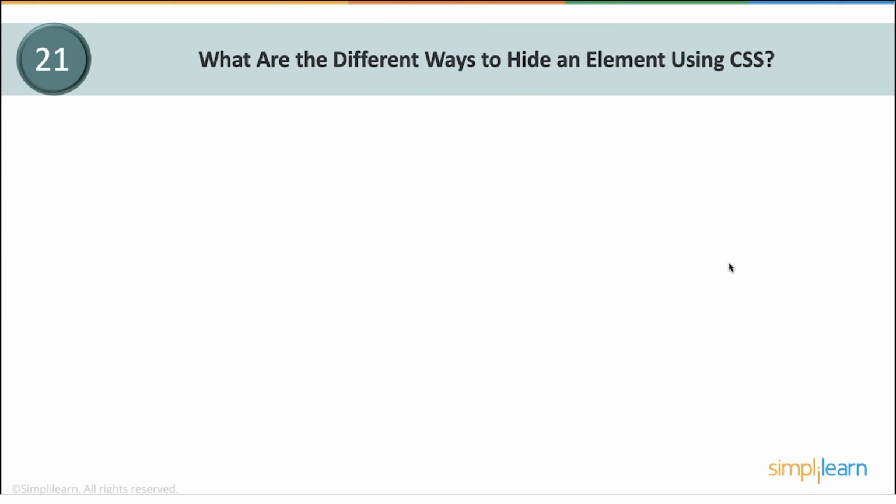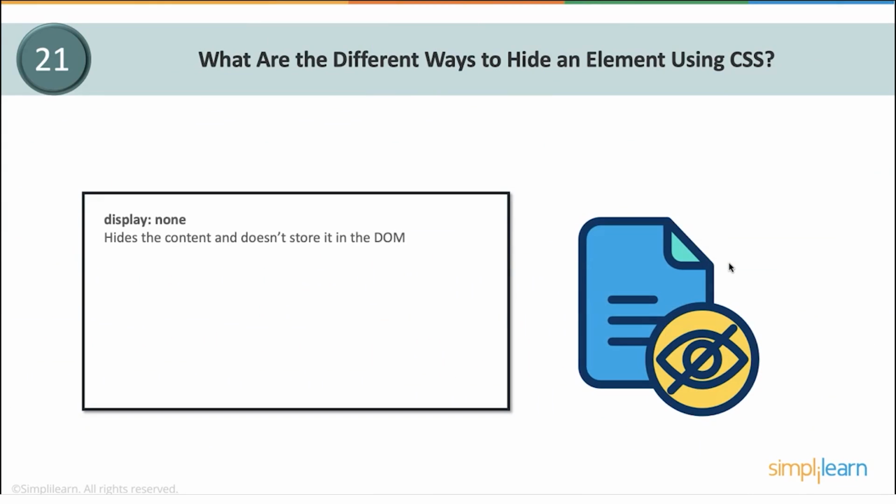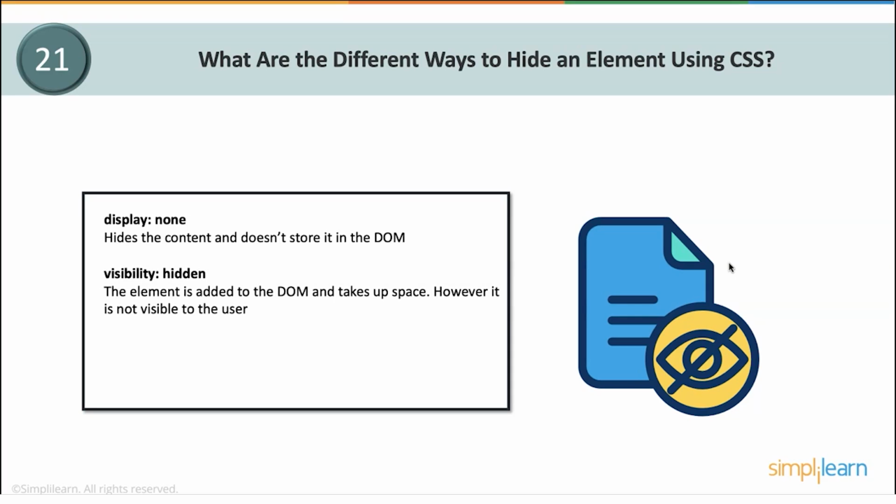Now, what are the different ways to hide an element in CSS? We have different ways. Either we can use display none. That means whatever is there inside the DOM won't be visible to you. The second option is visibility hidden, which is another property through which you can eliminate the visibility. But the element is not visible to the user, yet it is added to the DOM and takes up space. In display none, it doesn't load in the DOM. So when you talk about performance, display none is always better.